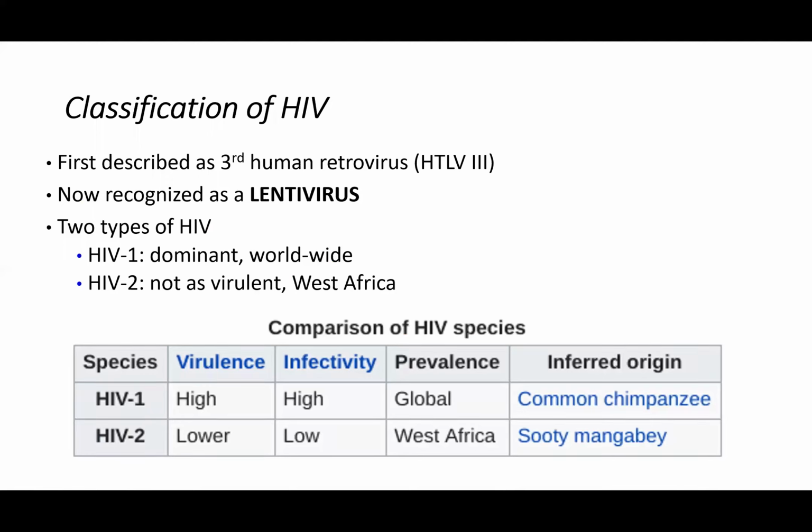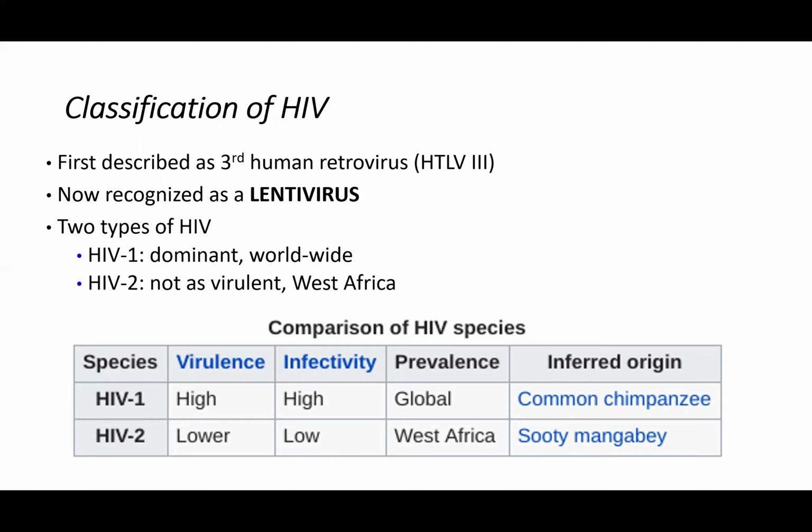HIV in itself is classified as a lentivirus. It was first described as the third human retrovirus. There are two distinct groups of HIV, which you'll see in a moment. HIV is incredibly diverse. So HIV-1 is the dominant worldwide strain of HIV. This is what we have here. This is what we have in China. This is what we have everywhere else.